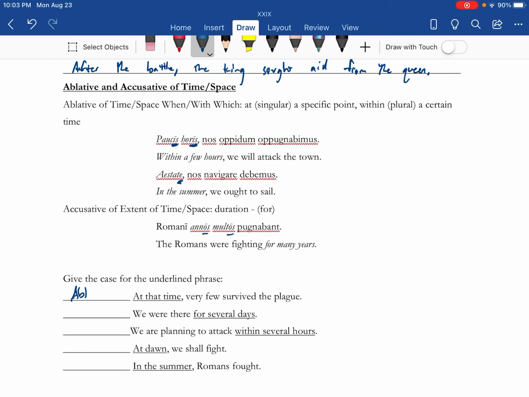Very few survived the plague. We were there for several days. You've got a duration of time, so that's going to be accusative. We are planning to attack within several hours. Time within which. Within is going to be ablative. At dawn we shall fight. That's at a specific time, ablative. In the summer the Romans fought. That's a specified time, so that's going to be ablative as well.